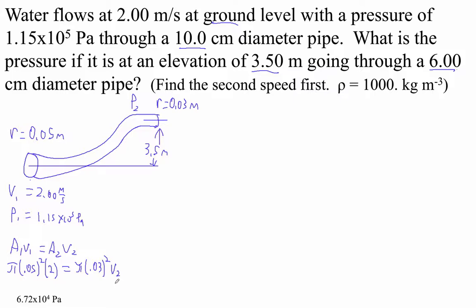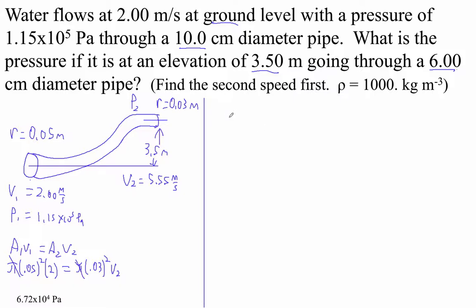All right, we've got to solve it. Notice that the pi's cancel out here, so I'm going to go 0.05 squared times 2 divided by 0.03 squared. Ultimately, it's just the ratio of the squares, right? And I get that V2 is equal to 5.5 repeating meters per second.